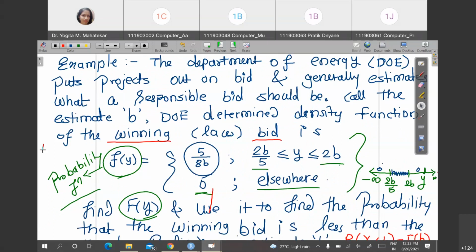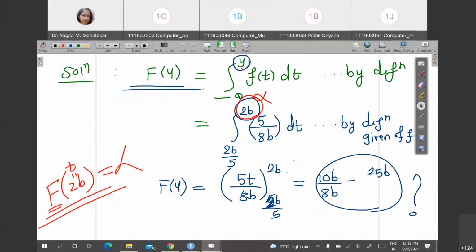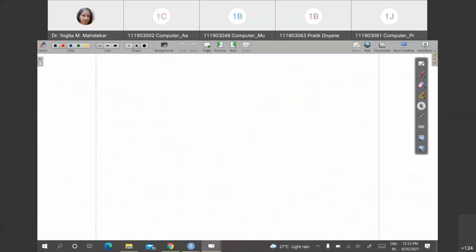So the next question is you have to find the probability that capital X is less than or equal to b. In other words, they're asking you to find the probability that the winning bid is less than or equal to the preliminary estimate b. So how will you find the probability that capital X is less than or equal to b? That is the next question. How will you find this out?